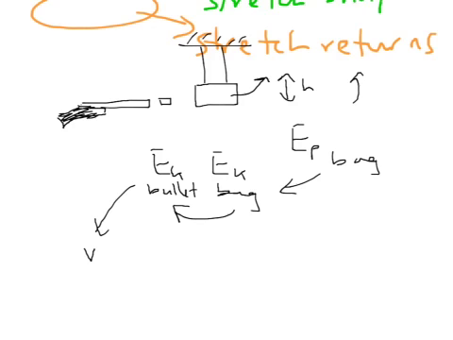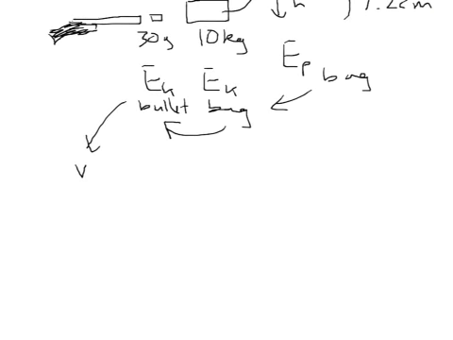So the bullet weighs 30 grams, the bag weighs 10 kilograms, and the height that it moves through in this case is 7.2 centimeters. Okay, these are not arbitrary values, they give us a nice result when we do this correctly. So let's just proceed.